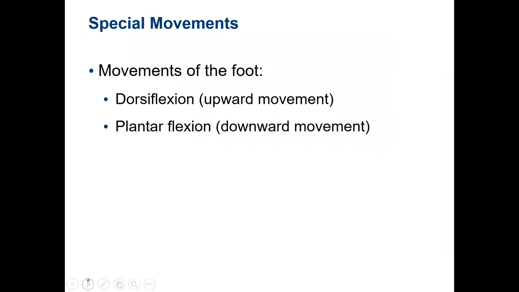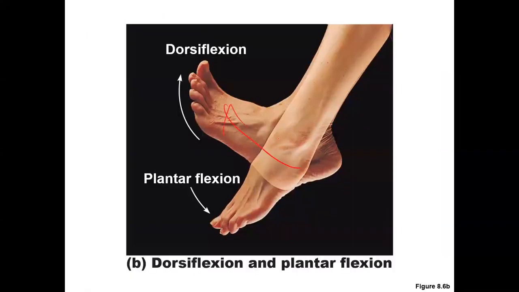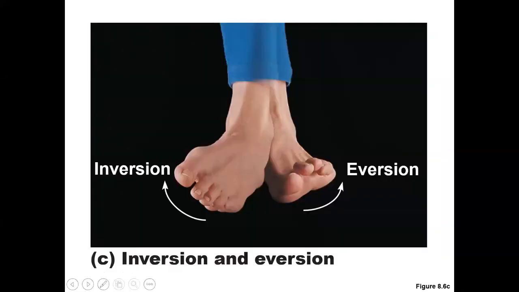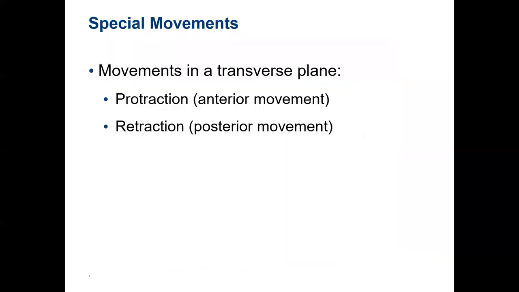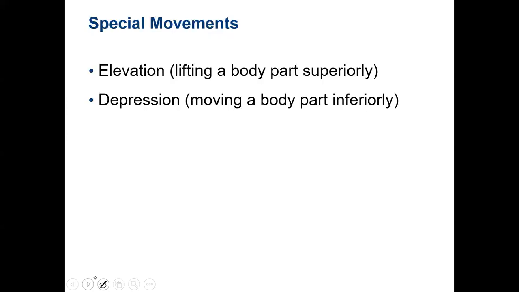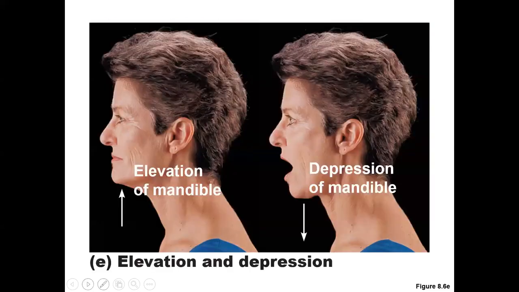The foot has its own movements, dorsiflexion, plantar flexion. The foot also does inversion and eversion. The jaw is capable of protraction and retraction, moving back and forth, and depression and elevation, moving up and down.